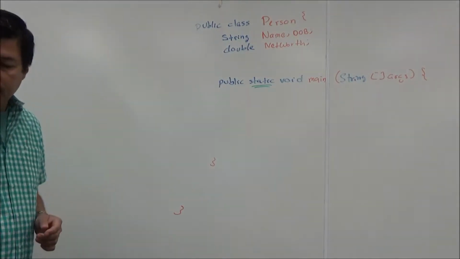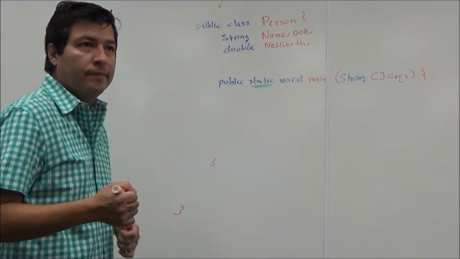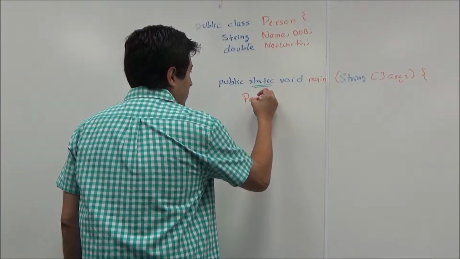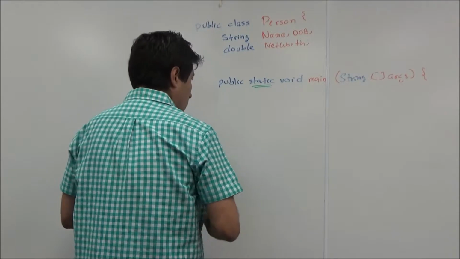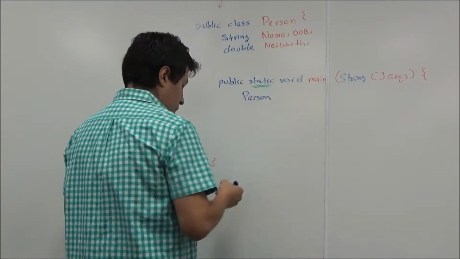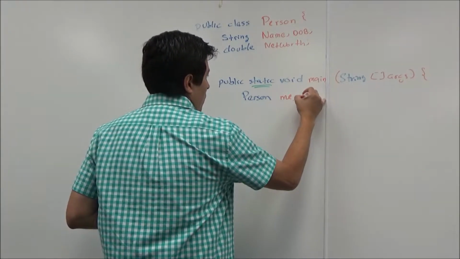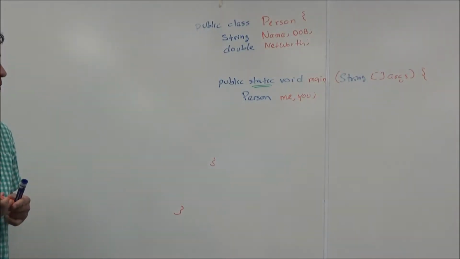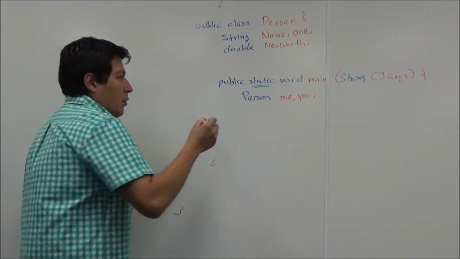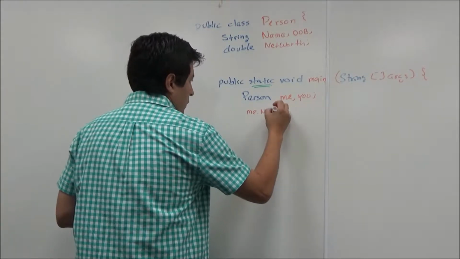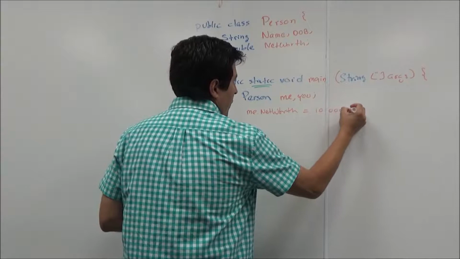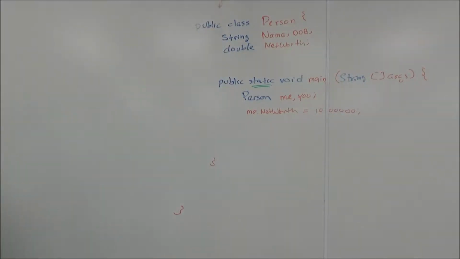So how do we do this? So I need to create an instance, right? So I declare first the variable type. I'm gonna say me, comma, you. So there's 2 instances. And then can I do me dot net worth? Can I do that now? So what do you think?